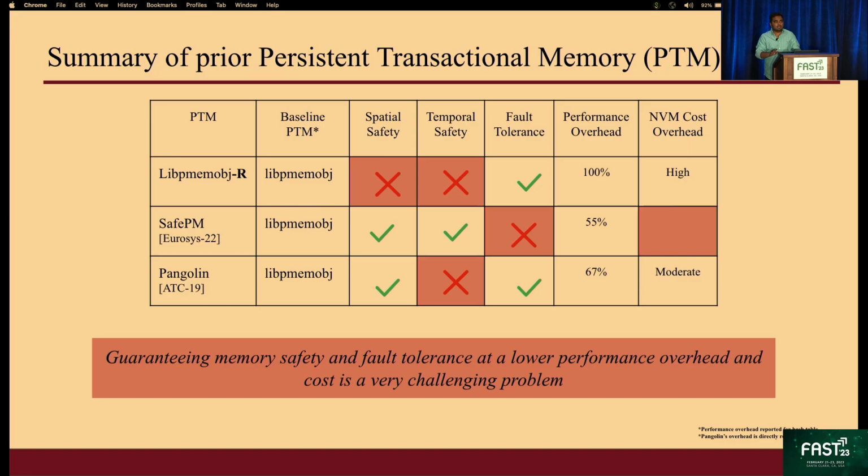There are very few works that tackle the memory safety and fault tolerance problem in NVM compared to other areas of NVM research, right? And most of the prior works basically add some sort of memory safety or fault tolerance capability to libpmemobj, which is PMDK's transaction library, right? We will come back to this table a little bit later in the talk, but one thing that I would like to highlight from this table is guaranteeing memory safety and fault tolerance at a lower performance overhead and cost is a very challenging problem, and this is something that we try to do in TENET, right?